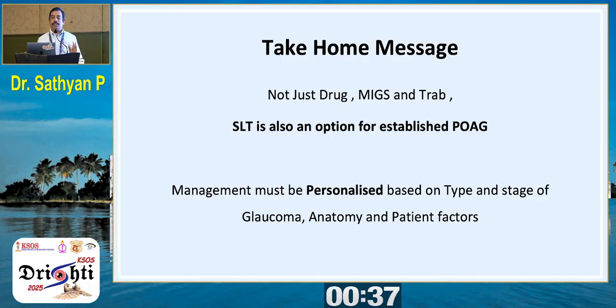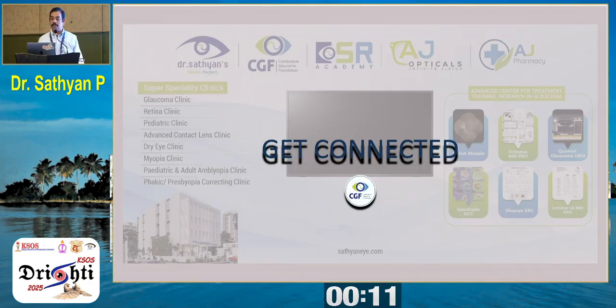So the take home message is: drugs work well, but don't be arrogant with the patient. If the patient is not willing to use the drugs, SLT is again the best choice. Start learning your MIGS procedures. It is definitely a way out for mild to moderate glaucoma. Trab, always as a gold standard, holds good for all stages and all types of glaucoma. So that is the take home message for this very short talk of 10 minutes.